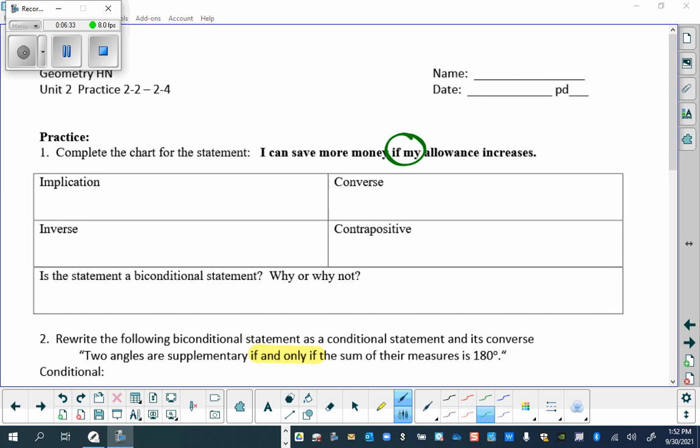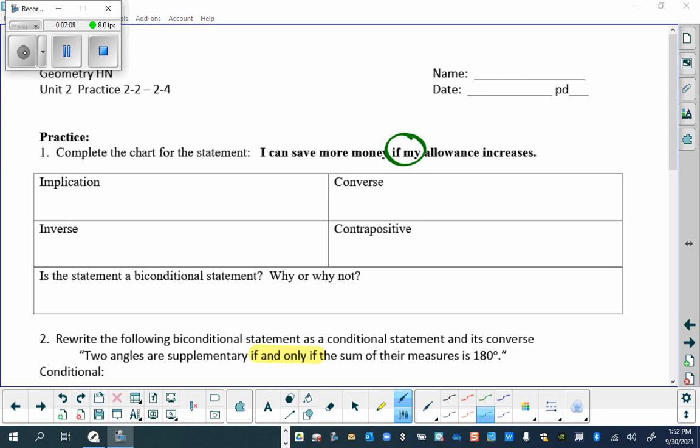It needs to say, if my allowance increases, because that's the cause to bring about saving more money. We already talked about how yesterday the converse wasn't true. You're not going to say, if I can save more money, then my allowance increases. We already decided that wasn't true because you can save money by just not buying your Starbucks. You can save money by getting a job, right? You can save money if grandma gives you money for your birthday, right? So you've got a bunch of choices.